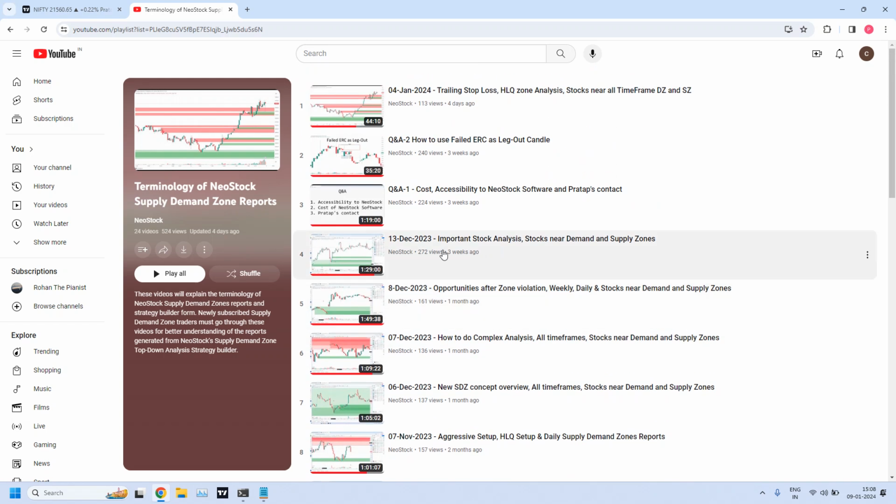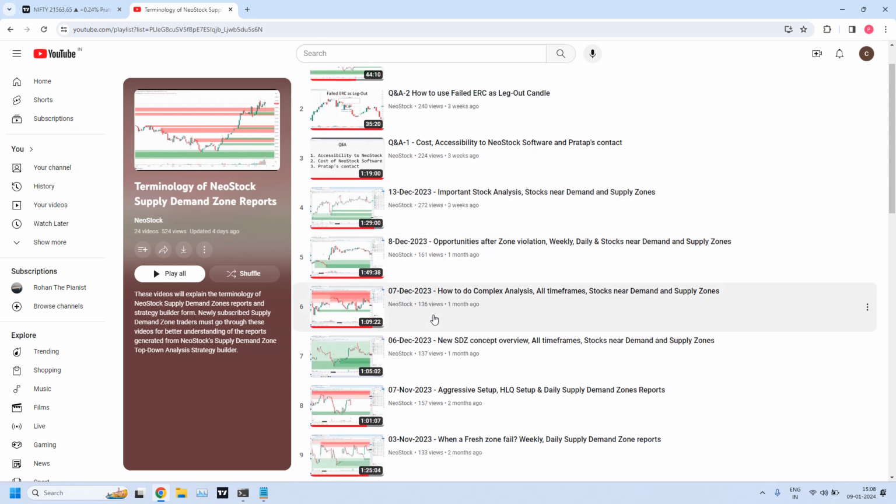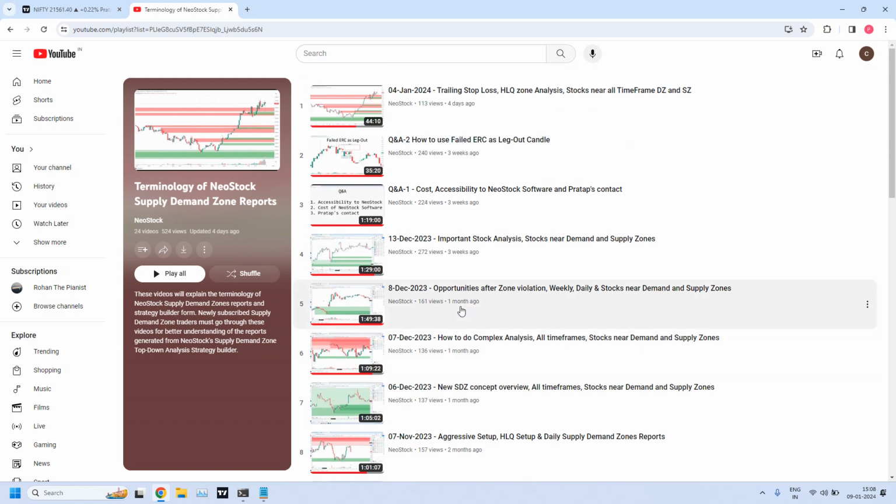Opportunities after zone violation, important stock analysis, cost accessibility, how to fail ERC candles. Yeah, the 100 trailing stop loss. There is one more, maybe I didn't add it in this, the 100 high liquidity zones. Recently, I think December 15th or 16th, we completed it. In that video also, I have explained all the steps related to high liquidity zones.